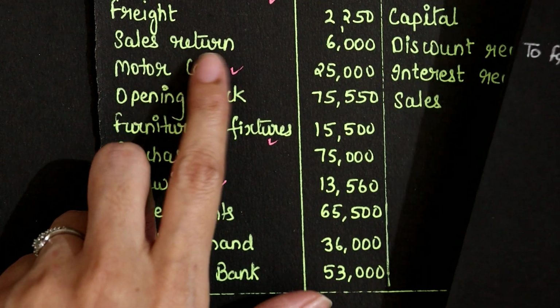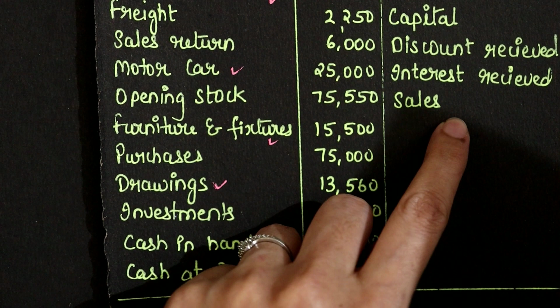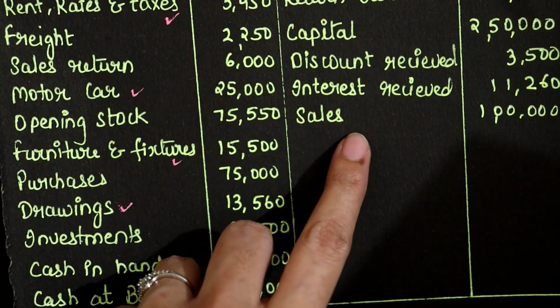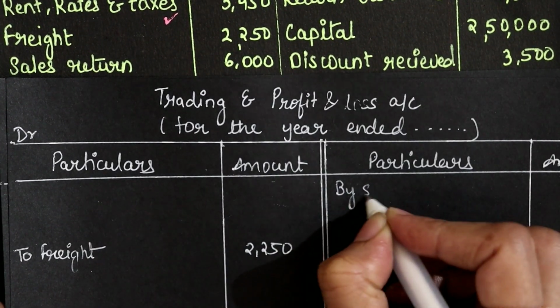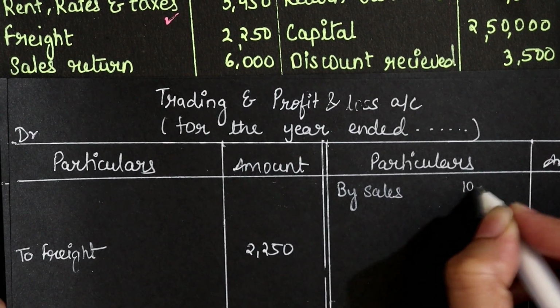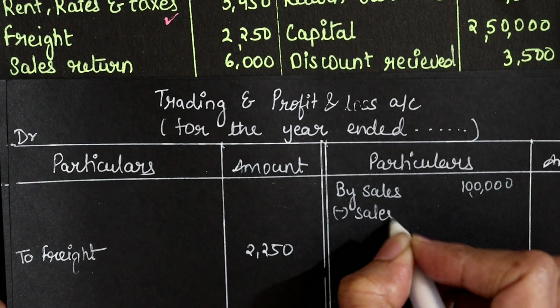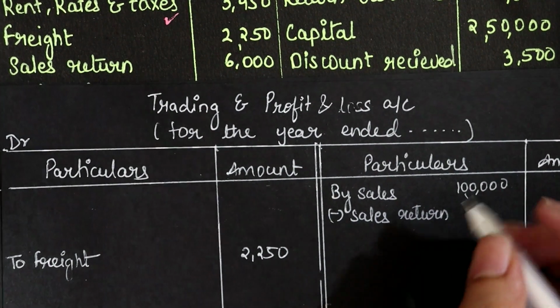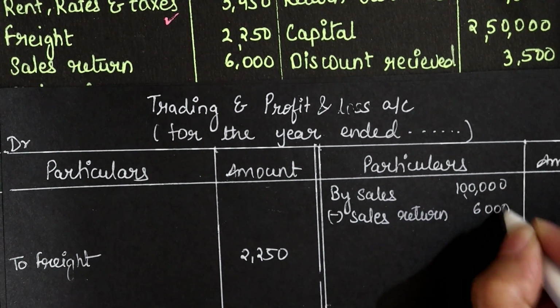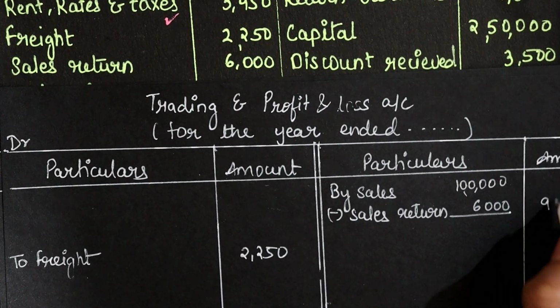Next is sales return. Sales return is adjusted from sales, and sales appears on the credit side of trial balance. Sales is 1 lakh, sales return is 6,000. So we will write here sales 1 lakh, less sales return 6,000. So this is 94,000.